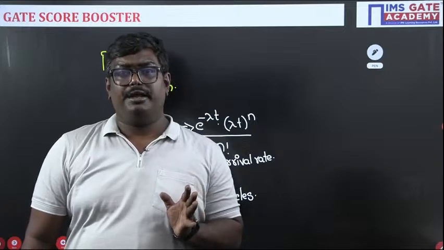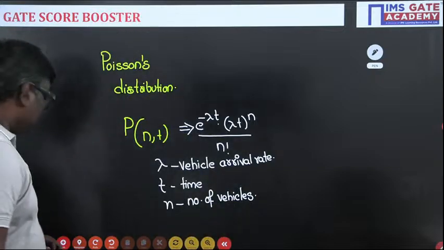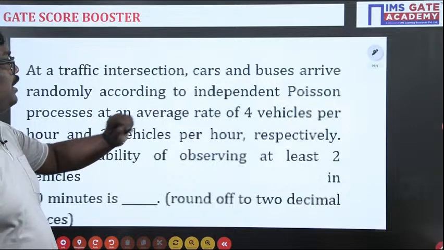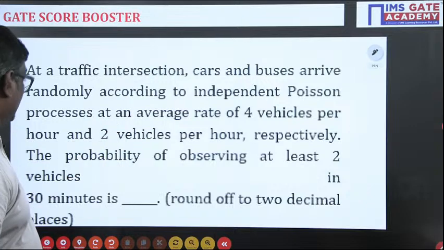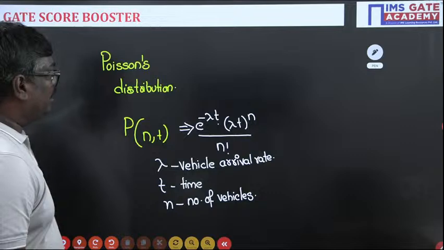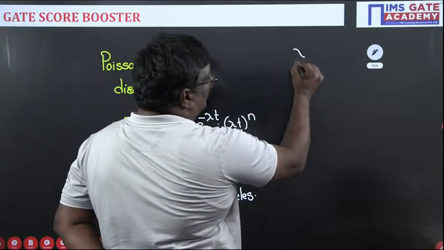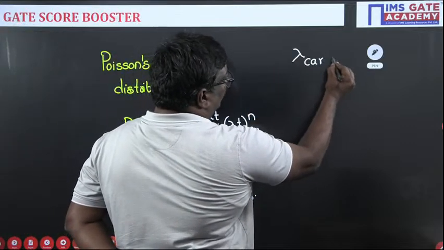0. Agree? Now see students, here if you see, the vehicle arrival rate of car is 4 vehicles per hour and of bus is 2 vehicles per hour. So here lambda of car is how much, sir? 4 vehicles per hour.